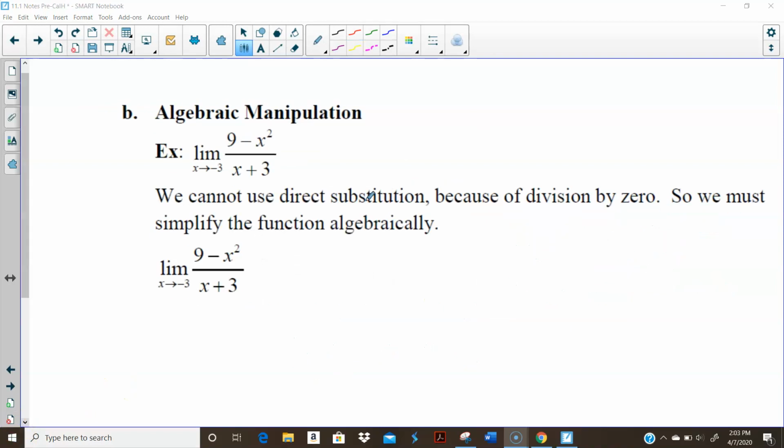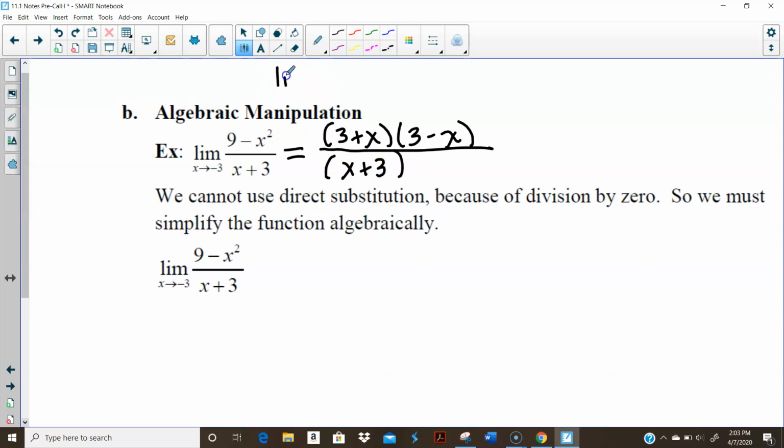In this example, the limit as x approaches -3, we can't direct substitute to start with because -3 plus 3 would give us 0 in the denominator. So before we use direct substitution, we are going to want to factor the numerator. So that's a difference of 2 squares, 3 plus x and 3 subtract x. And the denominator is x plus 3.